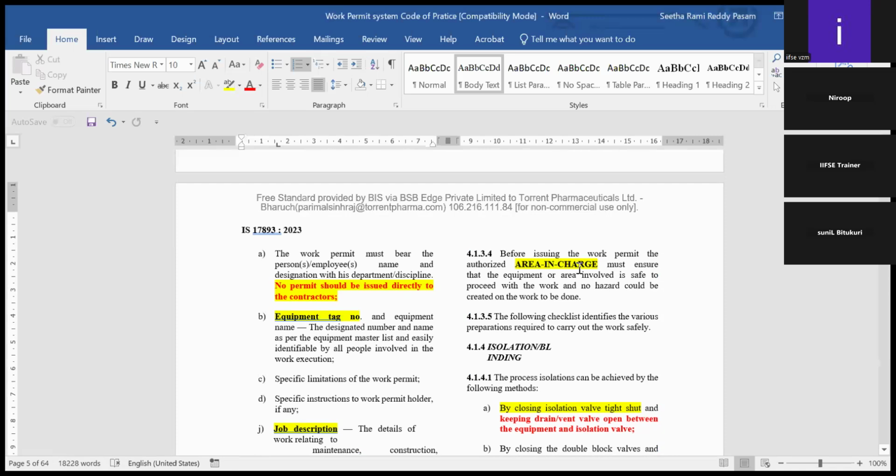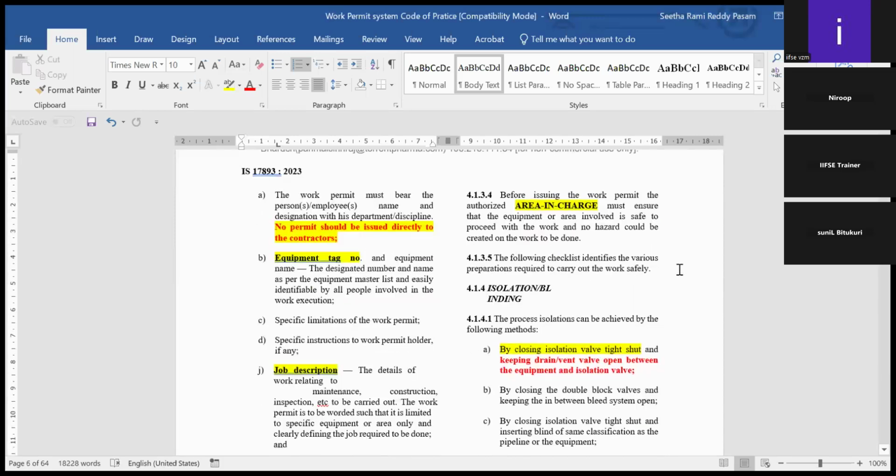Next, before issuing the work permit, the authorized person, which means the area in charge, must ensure that the equipment or the area involved is safe to proceed with the work and no hazards could be created by the work to be done. So before issuing a permit, the authorized person has to ensure that whatever work activity we allocate for the people to perform is free of hazards.